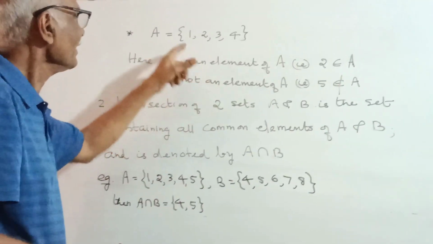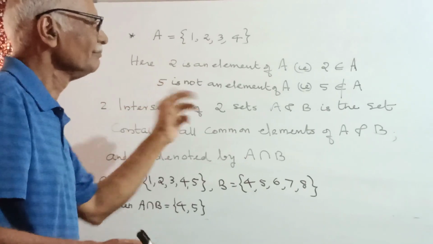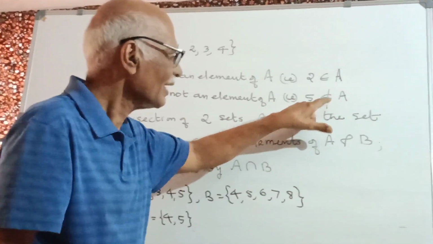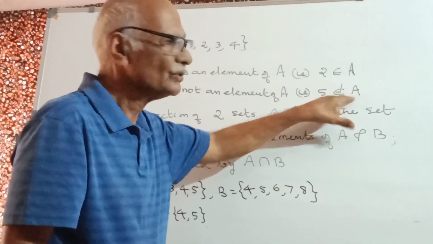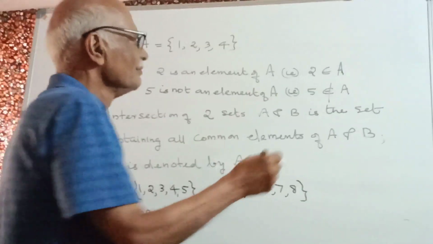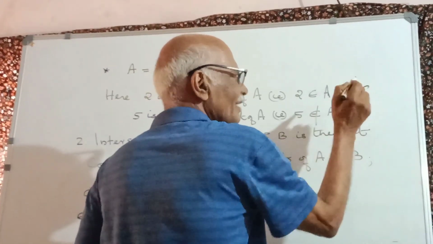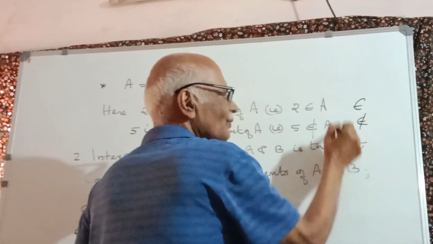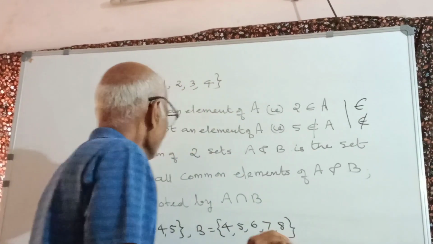5 is not an element. You can see 5 is not there. So 5 is not an element of A. So these two symbols, is an element of A, and is not an element of A, these two symbols are there.